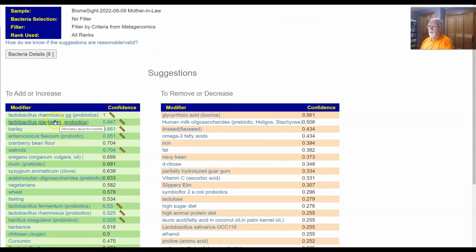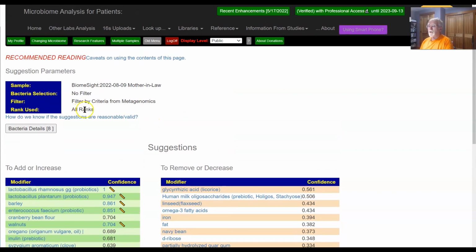We'll see some of them are familiar, like Planetarium was on the other one. We get new things showing up, barley. On the avoid list, we get similar things. HMO was on the avoid list before, happened to be at the top, but it's there, inulin, etc. So you end up getting a combination there.